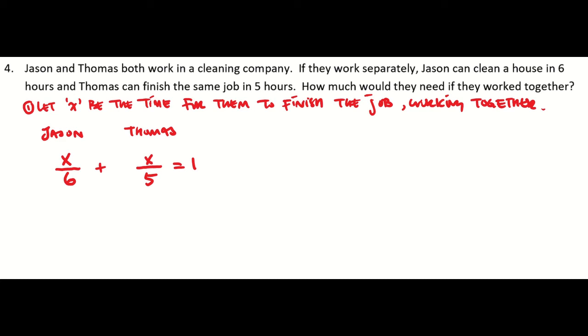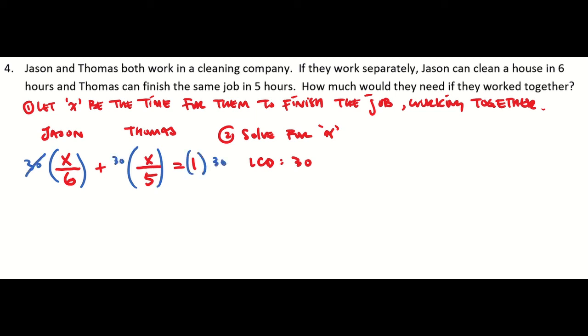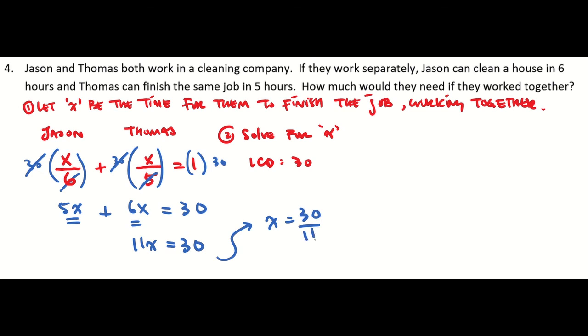So what you do now, step 2, is solve for x. Find your lowest common denominator, which is 30, and multiply everything by 30. Let me get a blue pen. We multiply this by 30, this by 30, and this by 30. The 30 and 6 cancel out, so you get 5x, and the 30 and 5 cancel out, so you get 6x, and this equals 30. These two are like terms, so 11x equals 30. Divide both sides by 11, so x equals 30 over 11.